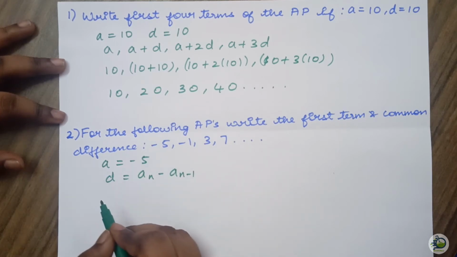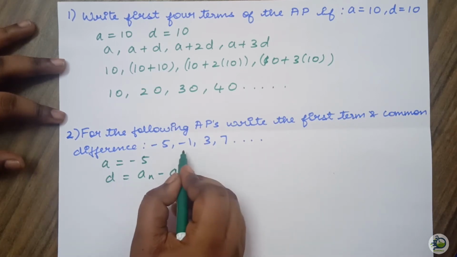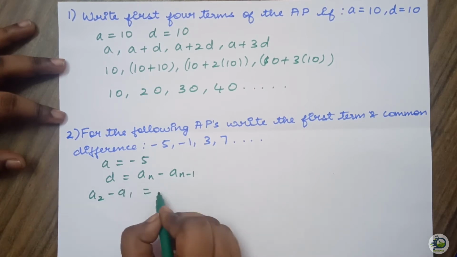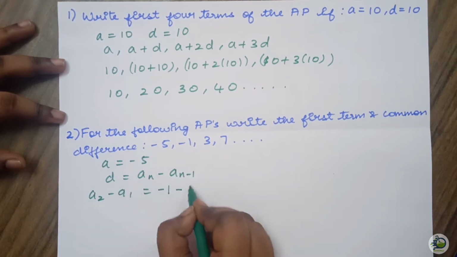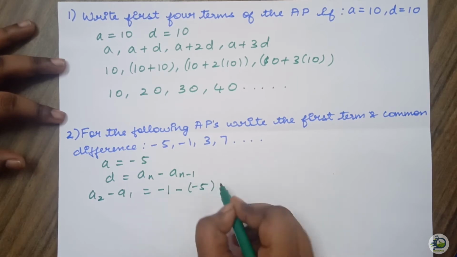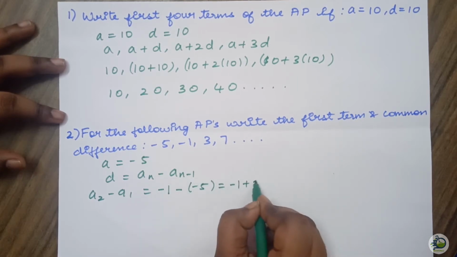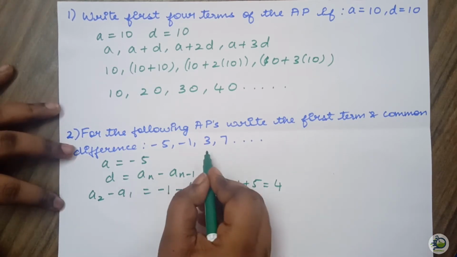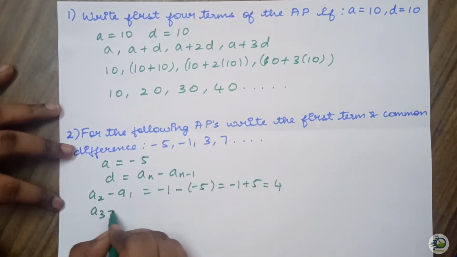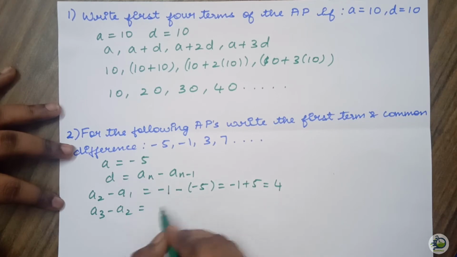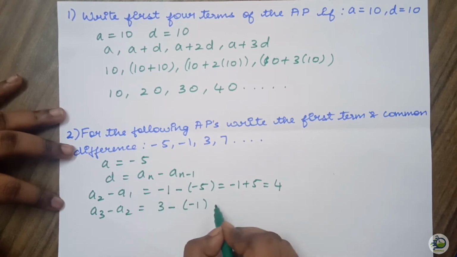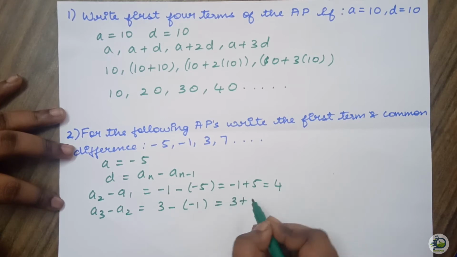Here we take a2 minus a1, which is minus 1 minus minus 5. This is minus 1 plus 5, which is equal to 4. Next we subtract a2 from a3. So it is 3 minus minus 1. Minus into minus is plus. So this is 3 plus 1, which is equal to 4.